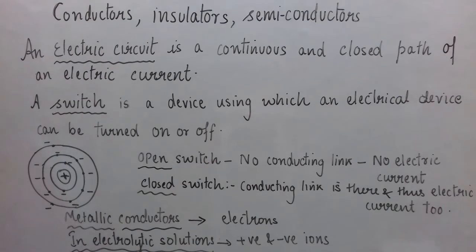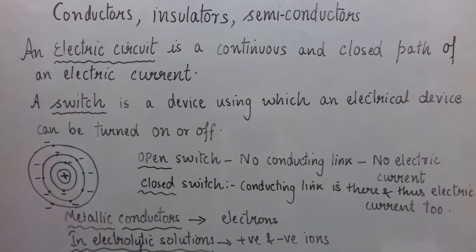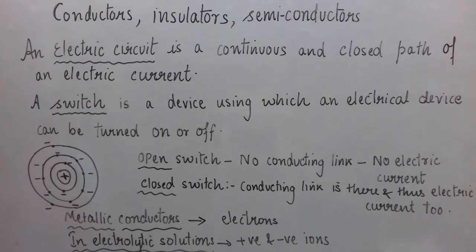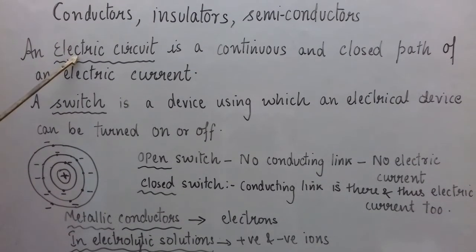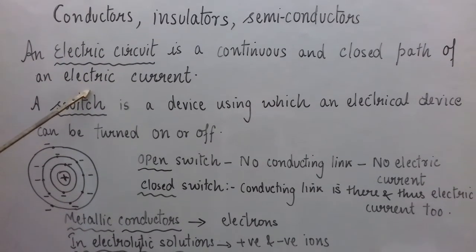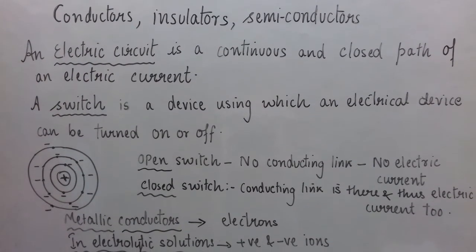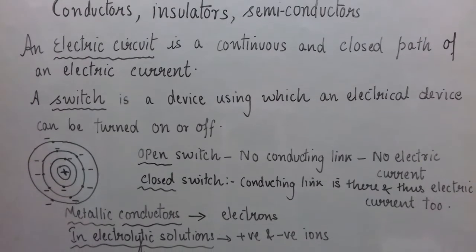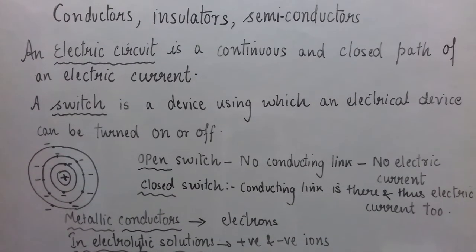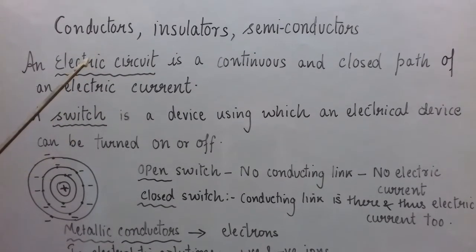And as I have told you, for electric current to flow, there should be potential difference. Without potential difference, electric current cannot flow. So in an electric circuit, there should be a source of potential difference. And that source is what? Cell or battery, which is used in an electric circuit. So cell or battery is a source of potential difference because of which the charges flow and hence there is electric current in the circuit.